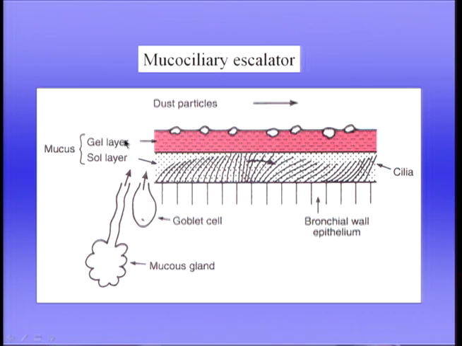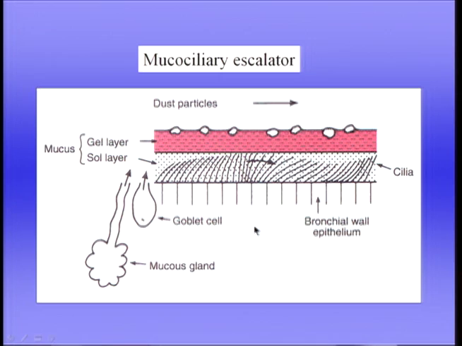And so below the gel layer is what's called a sol layer, which is much less viscous, and it's within this layer that the cilia work. And you see they're pushing in this direction, and what happens is that the tips of the cilia touch the bottom of the gel layer and move it along. It's a bit like somebody in a river with a raft above on the surface of the water, and he's in the river and he's pushing the raft by touching it with his hand under the water. That's the general idea. So this is the way the mucociliary escalator works, and it's a very effective way of doing this.